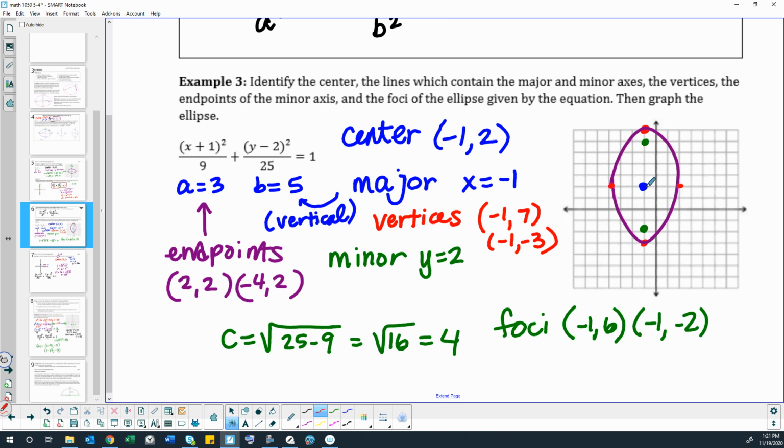So the foci are going to be 4 from the center upward and 4 from the center downward, which means we're adding 4 to the y value. So we have (-1, 2) plus 4 is (-1, 6). And (-1, 2) minus 4 is (-1, -2). There's our foci. Here's our graph. We've finished this problem.